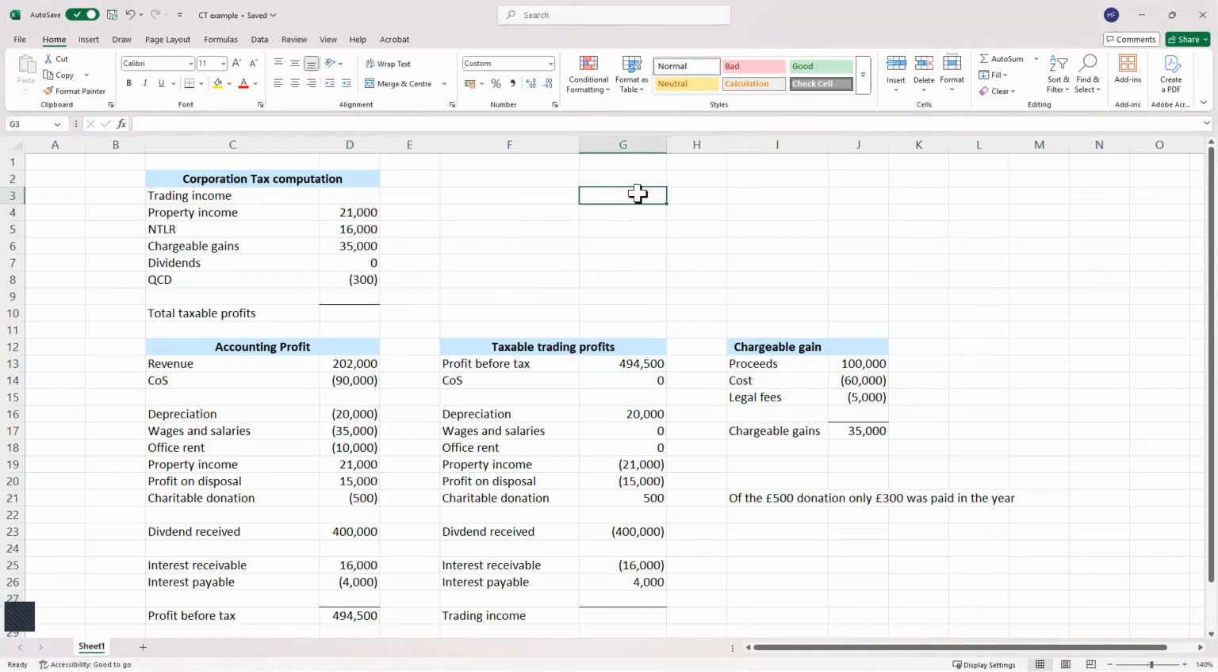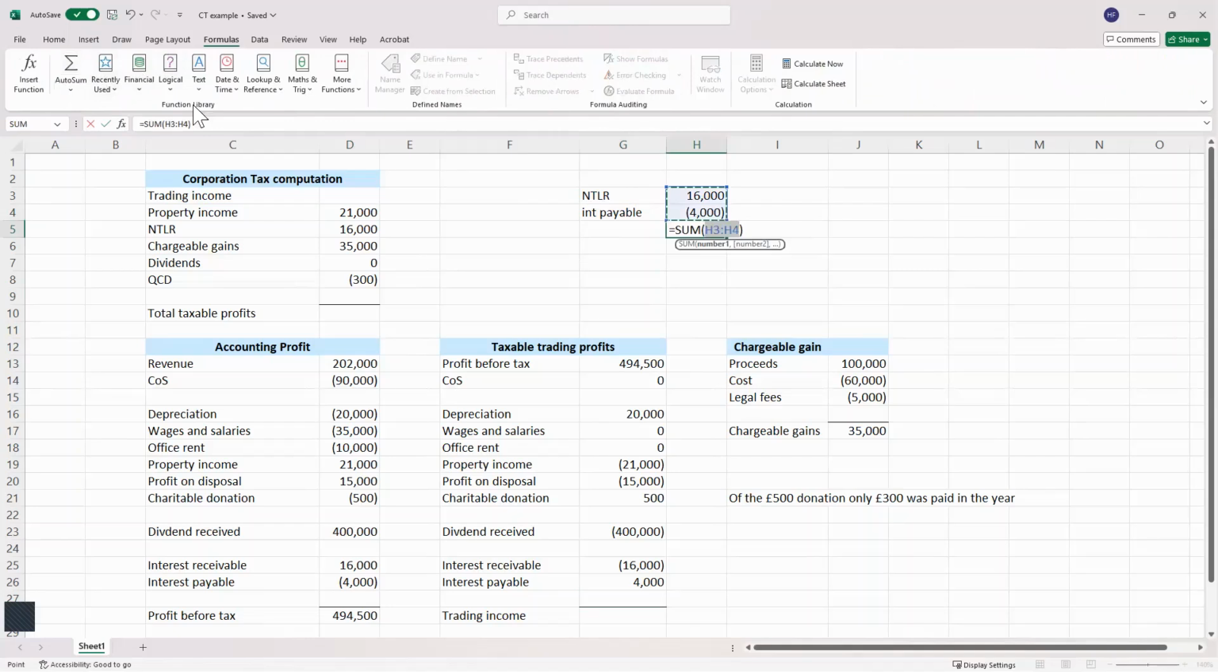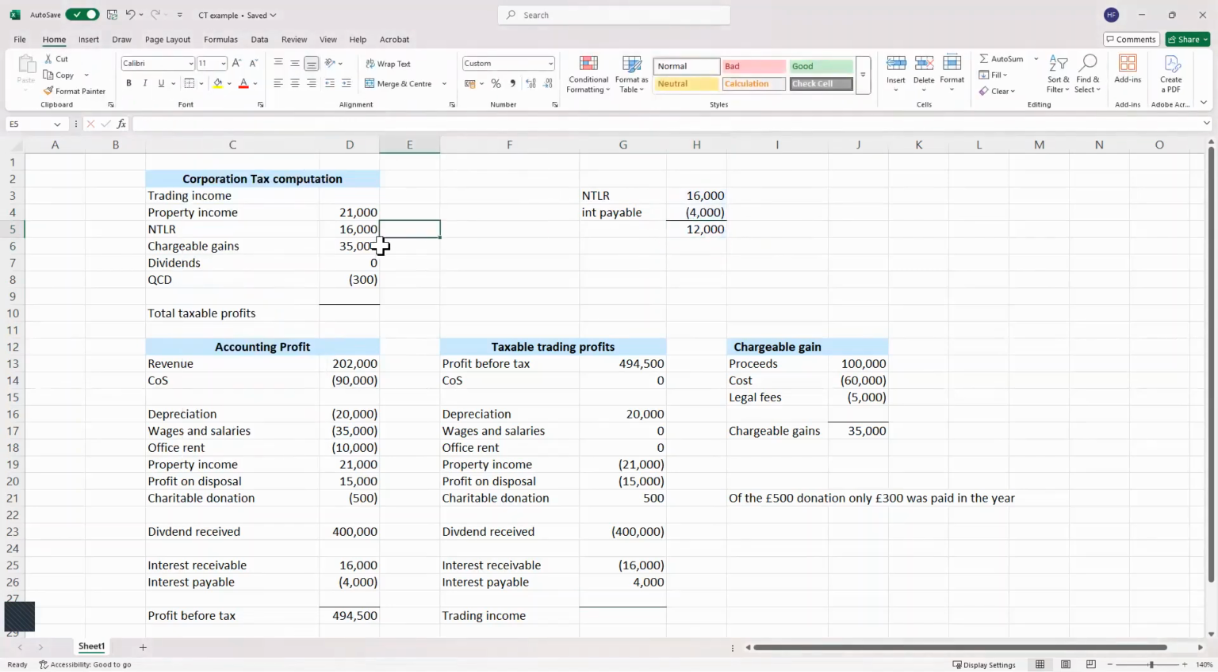So we could do a sub-working here saying non-trading loan relationships, we know we've got a taxable amount of £16,000 from the interest receivable, and then we'd have the interest payable. We would take a deduction against the interest receivable, and this would then give us our total non-trading loan relationship income of 12,000. So we would then bring this 12,000 into our tax computation for corporation tax purposes instead. So you can see anything non-trade related we strip out and put within non-trading loan relationships.